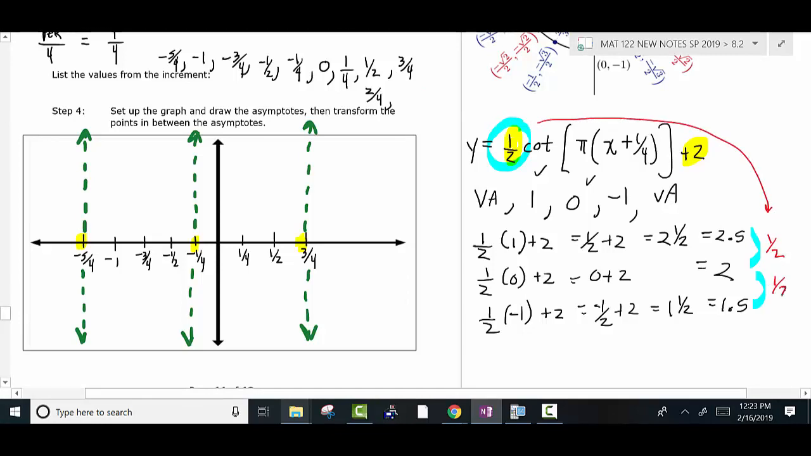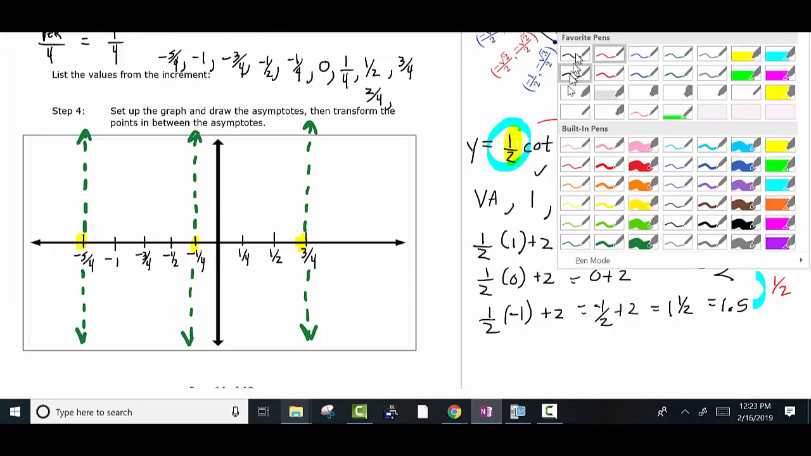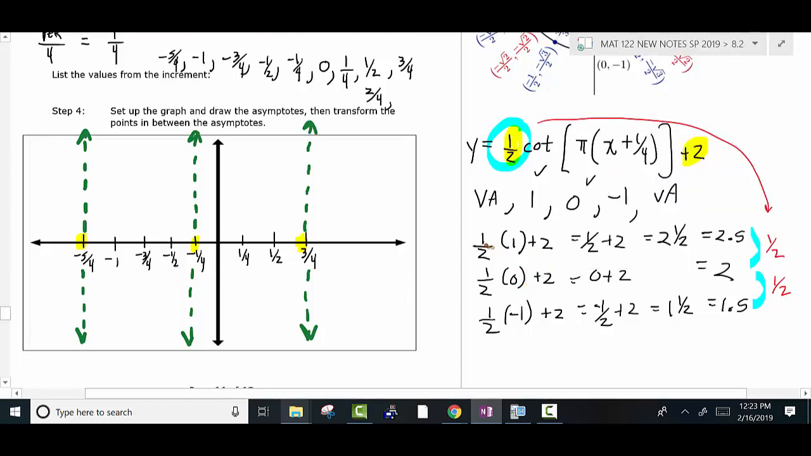These things are off by 1/2, and then we moved everything up 2. So those are the key values. So this is what you're going to do then to get your final graph. Your first point, which is after that asymptote, is going to go up 2.5. So let's just get this put together.